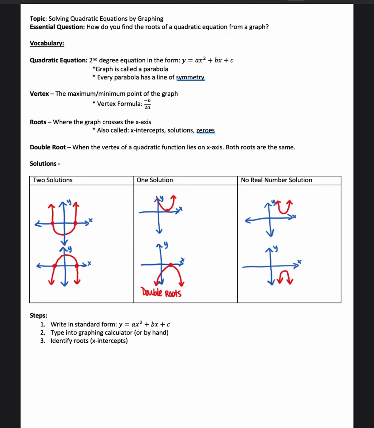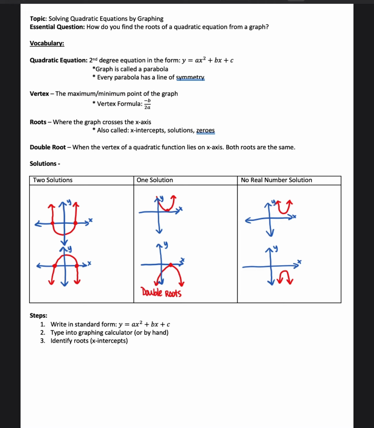So to start off talking about our vocabulary, we first have quadratic equation, which is a second degree equation in the format y equals ax squared plus bx plus c. A, b, and c are just numbers that are going to be in our equation. The graphs are always going to be a parabola, which is a U shape, and every parabola has a line of symmetry. We're also going to be looking at the vertex. These are going to be the maximum or minimum point of the graph.